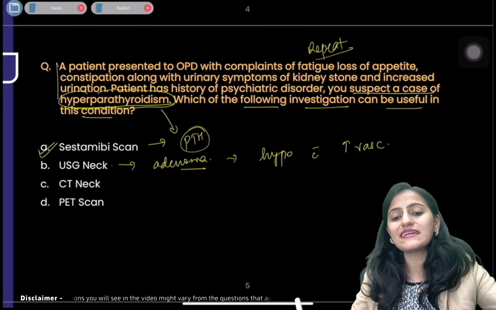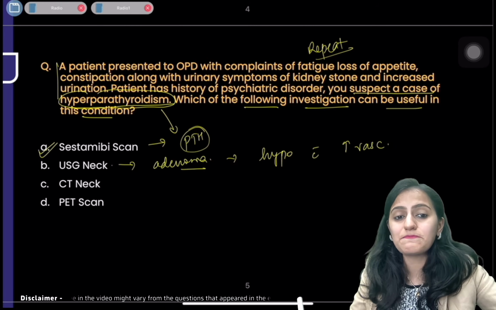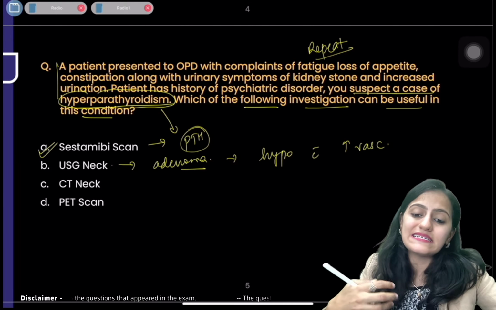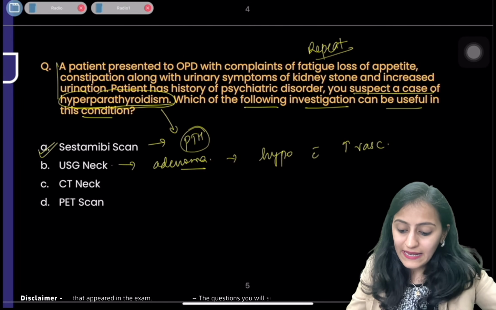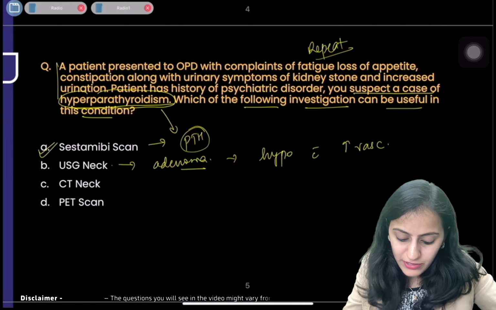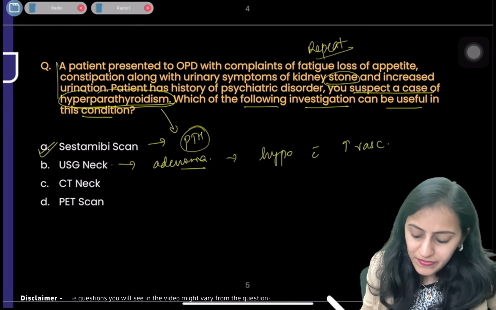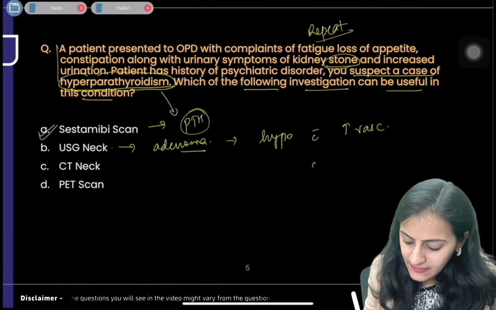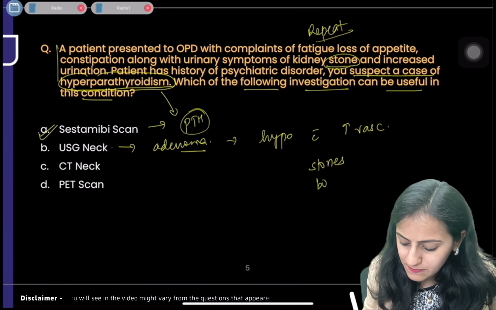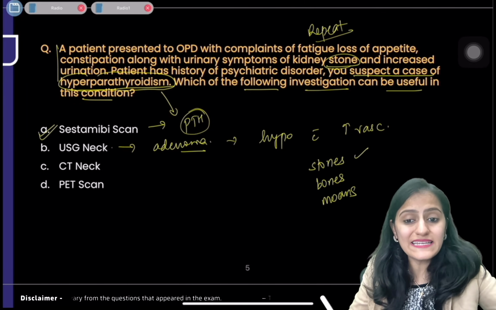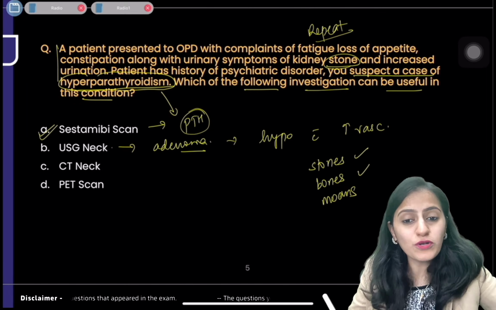So remember, Sestamibi scan is done for hyperparathyroidism. It gets localized to the parathyroid. We see the increased uptake. And hyperparathyroidism, if you look at the history, stones, right? What are the complaints in hyperparathyroidism? It is stones, it is bones, and it is moans, right? So there are kidney stones, then there is bone pain.